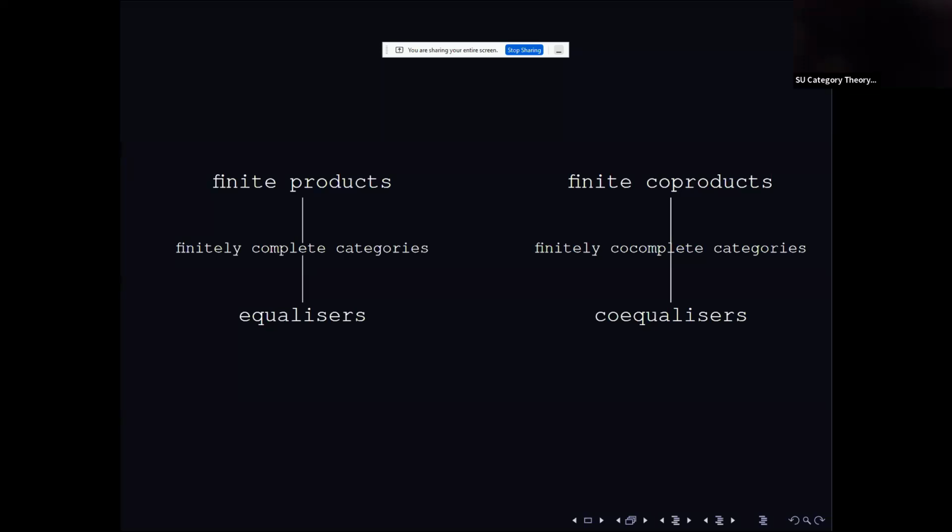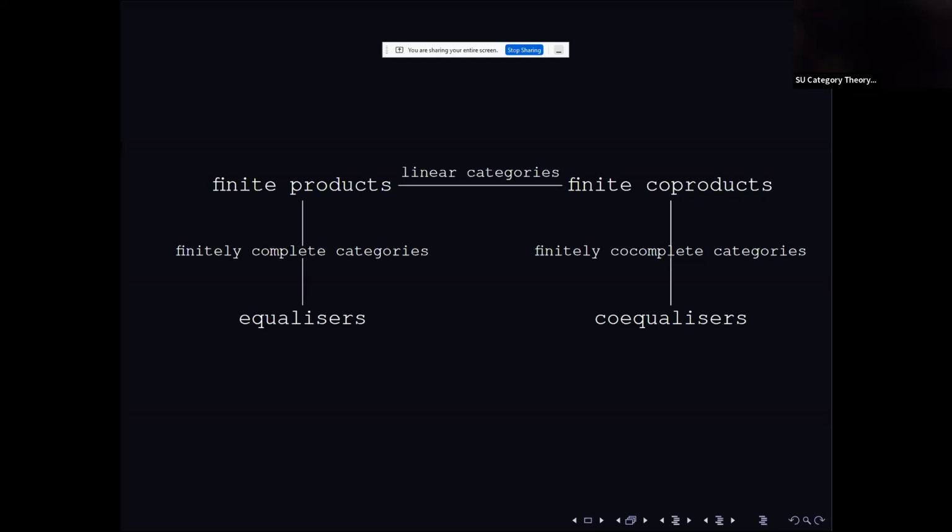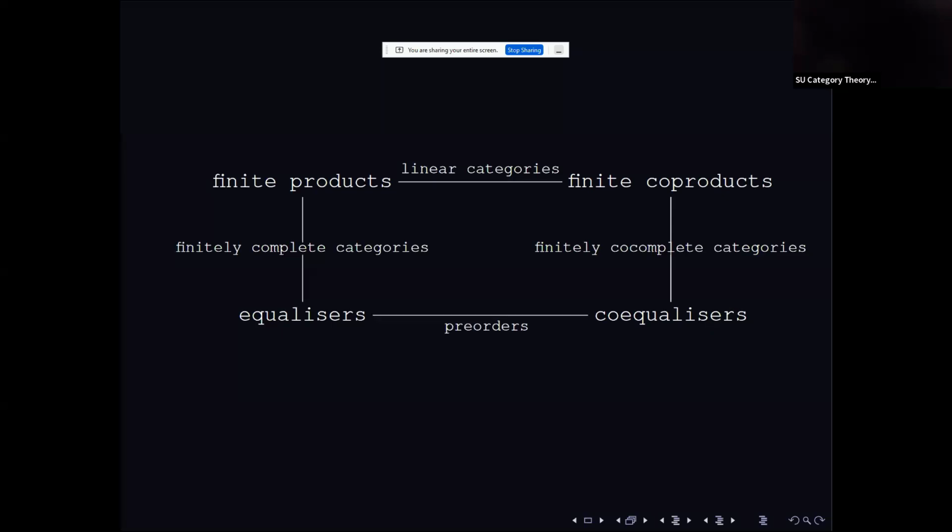So the interesting conditions really come out from looking at when limits will commute with co-limits. The first one is when finite products commute with co-products. And these turn out to be exactly the linear categories. If the category admits finite products and finite co-products, and they commute, the category is necessarily linear, and all linear categories have this property. Another distinguished class of categories is between equalizers and co-equalizers.